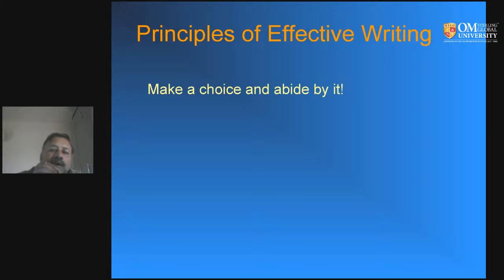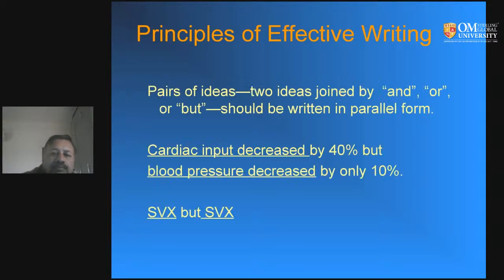Make a choice and abide by it. Next. A pair of ideas, two ideas joined by and or but: cardiac output decreased by 40%, but blood pressure decreased only by 10%. Next, please.